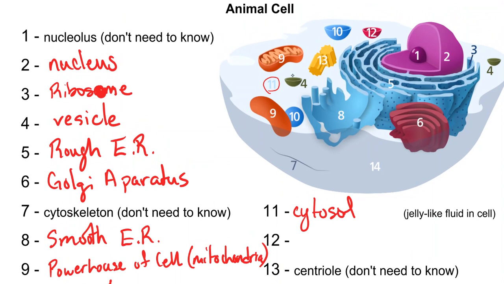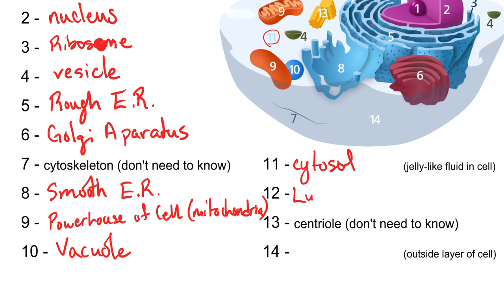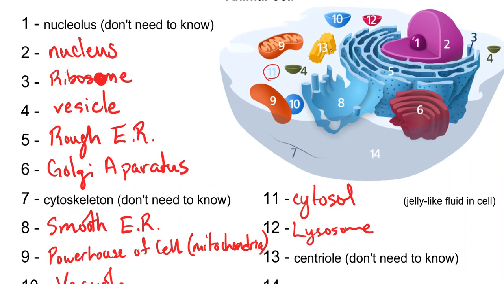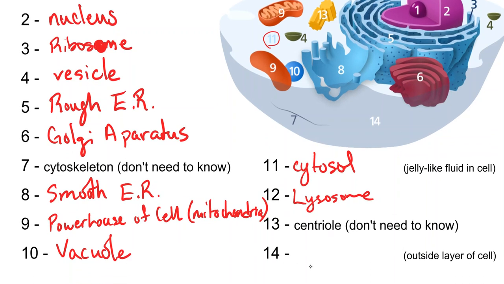So if this was a vesicle, if that was a vacuole, then this is a lysosome. Lysosome. Perfect. Not perfect. The M is terrible, but whatever. And then 13 is a centriole. It's involved in cell division. Again, you don't have to know it. It's not a part of our program of studies. And then number 14, the outside layer of the cell. Oh, that big old wrapping around the outside of the cell. That is the plasma membrane, or the cell membrane.